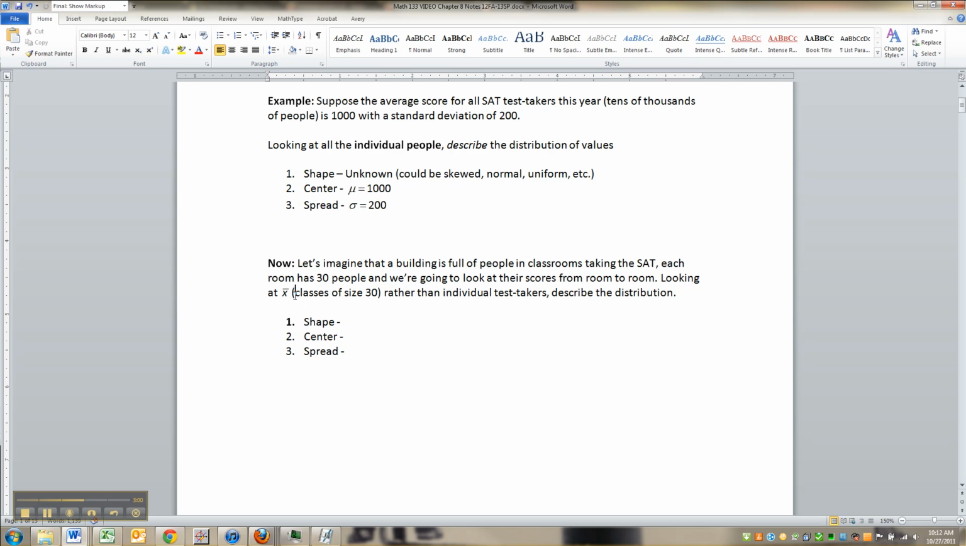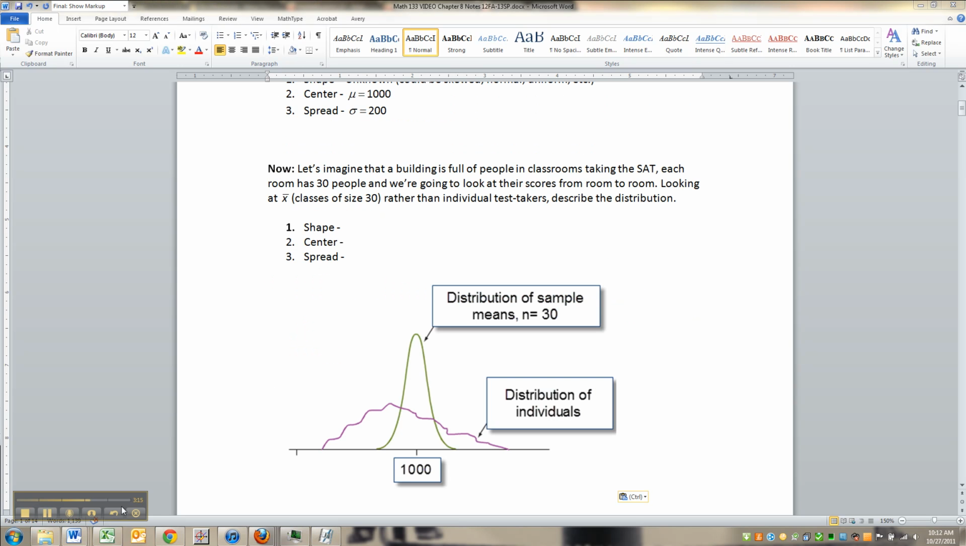What's the average from this sample? What's the average from this sample? What's the average from this sample? And I make a distribution of that. All right, let me give you a visual for how this is going to look. Hopefully when I paste, oops, hold on. Here it is. Okay, so this pink line right here, that's the distribution for individuals.